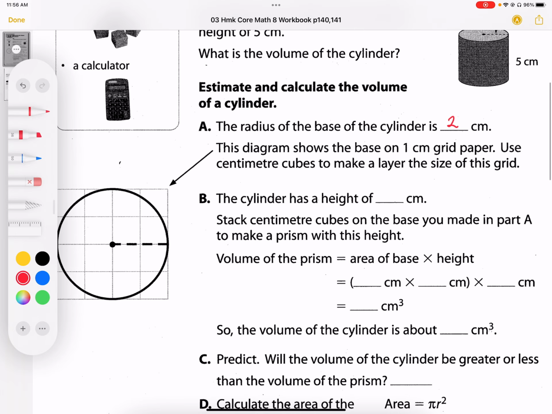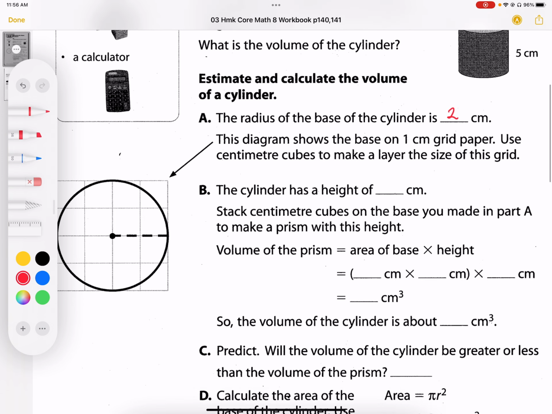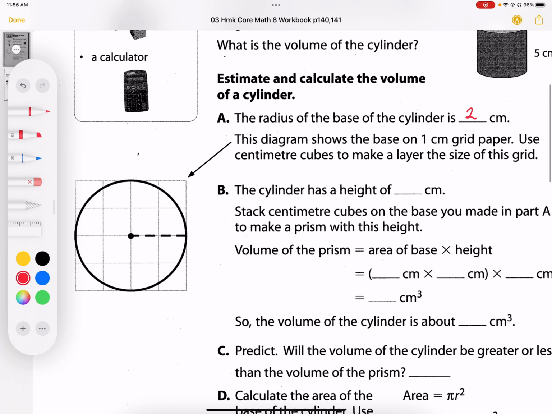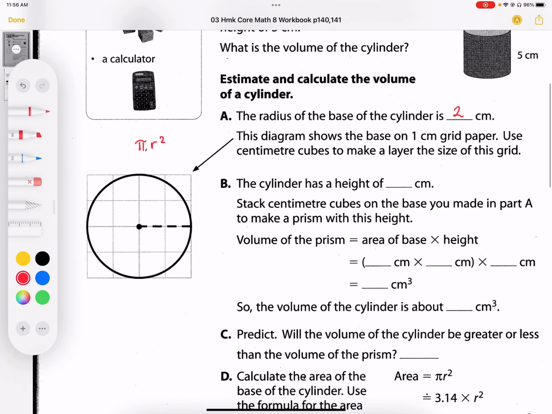So we have the cylinder height based on the diagram shows base of 1 centimeter grid. Use the centimeter cubes to make a layer the size of this grid. So we're going to then use this circle and use pi r squared to calculate the area of that circle. And then we're going to use the thickness to get the volume of the prism.